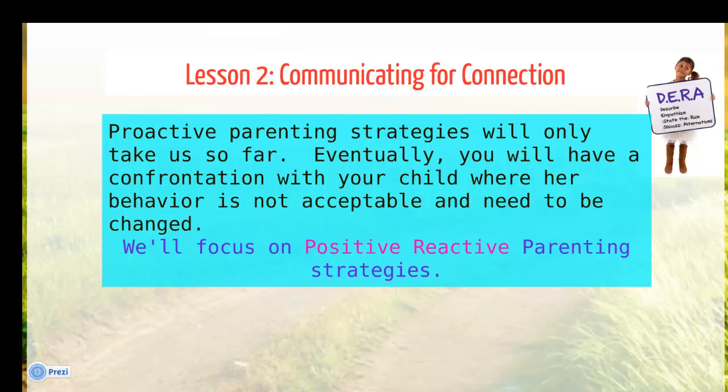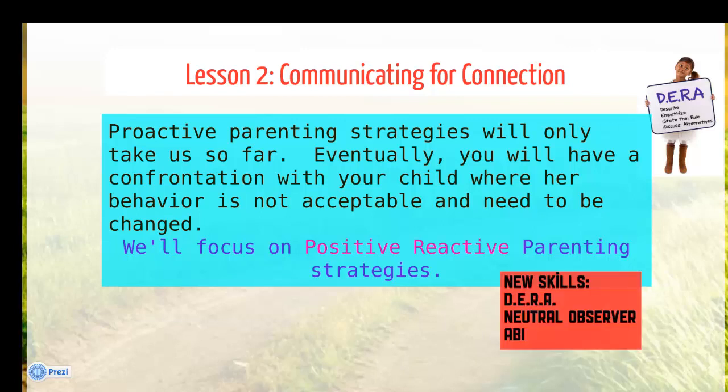Lesson 2 is all about communicating for connection in the midst of a misbehavior or some type of difficult situation like that. So these are no longer proactive, they're reactive. So something has happened, your toddler's written on the wall with Sharpie, your teenager lied to you, something along those lines. Something has actually happened and now you have to react to it. But what we want to do is keep that same level of positive parenting even in the reactive strategies.